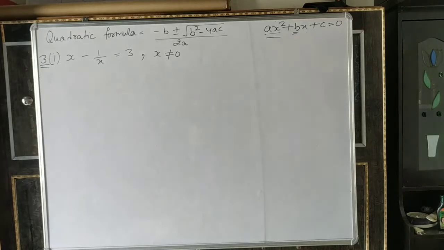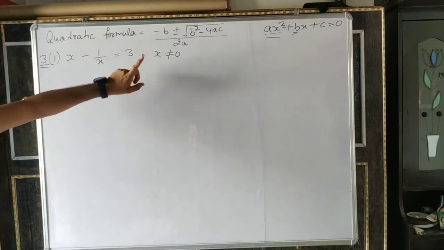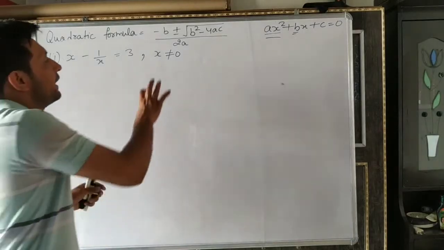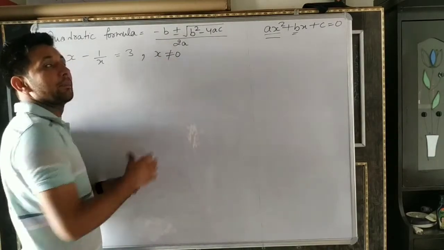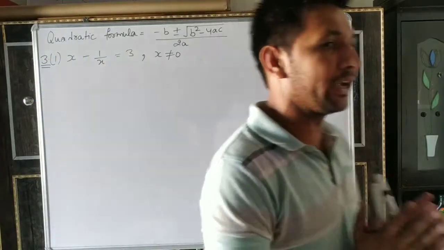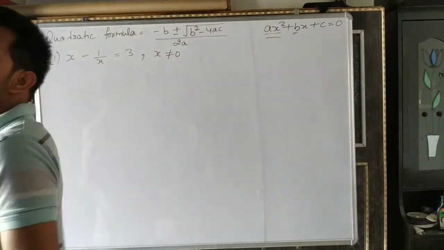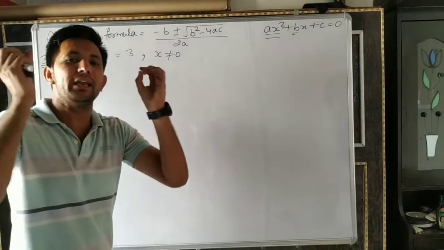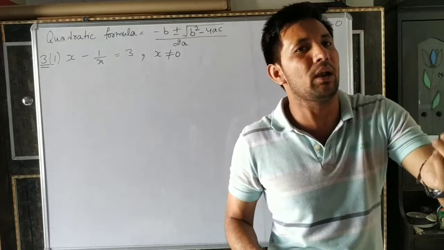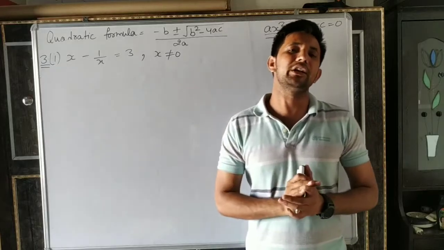Now the third question, first part: x minus 1 upon x equal to 3, and one more condition, x not equal to 0. What is the meaning? It means x may be any number but it cannot become 0. So we have to find the root of the following equation, and you can find the root by any method. If it is given to use the quadratic formula, then you have to use it. Otherwise, you can use any method, dear.